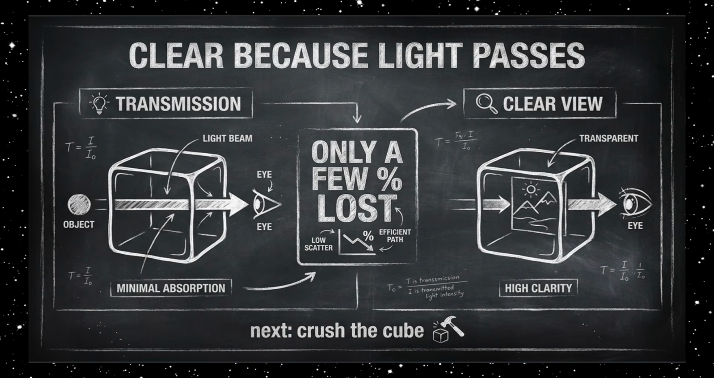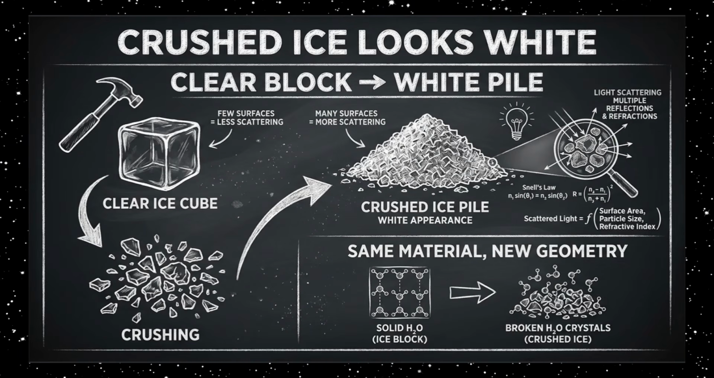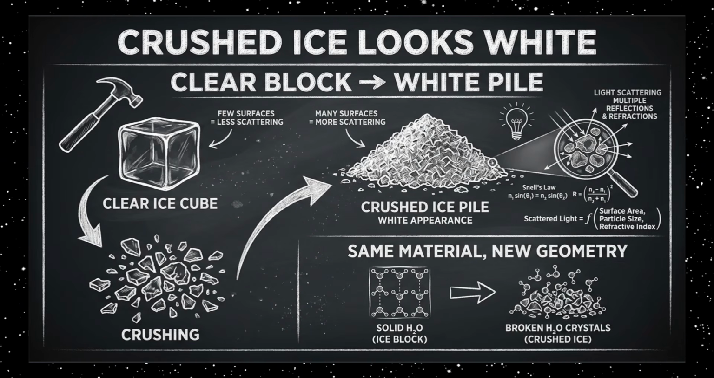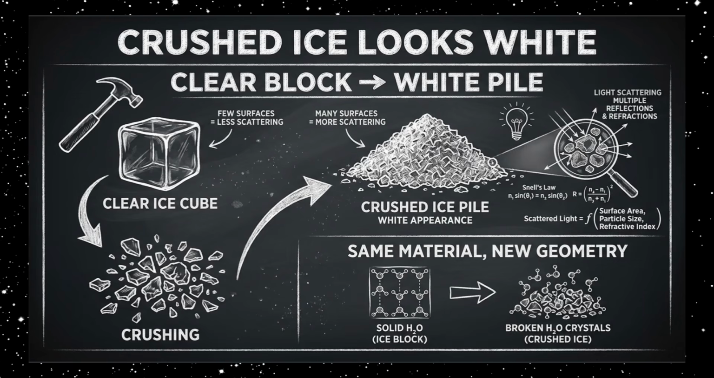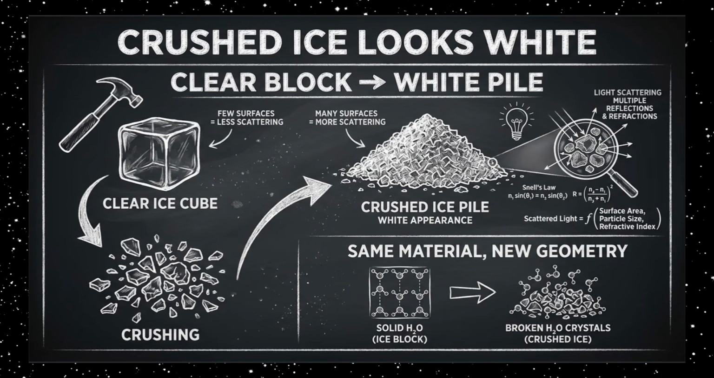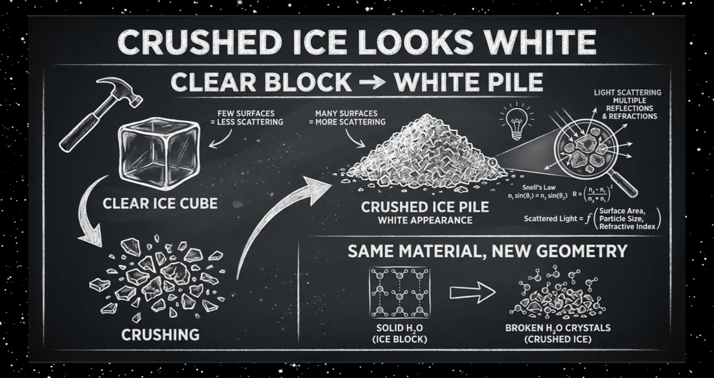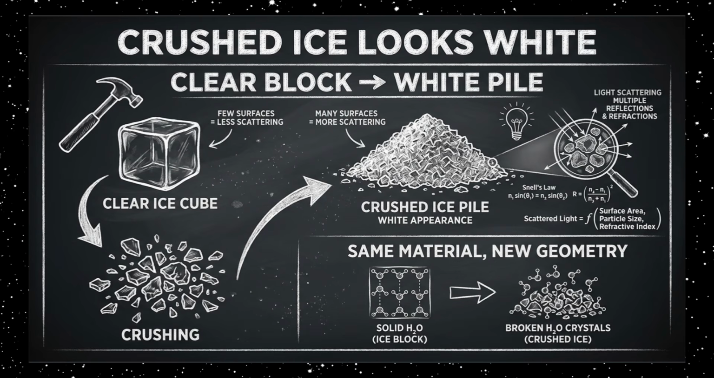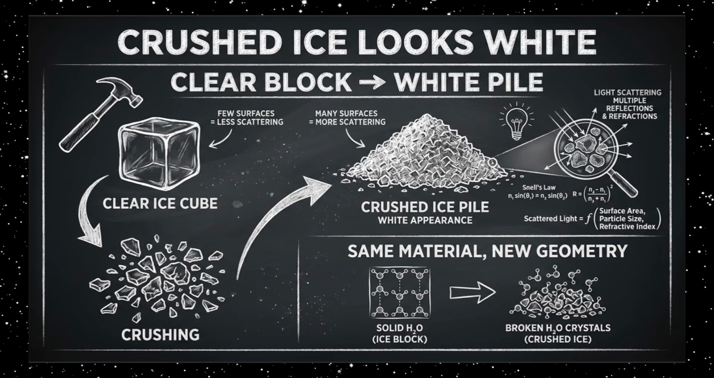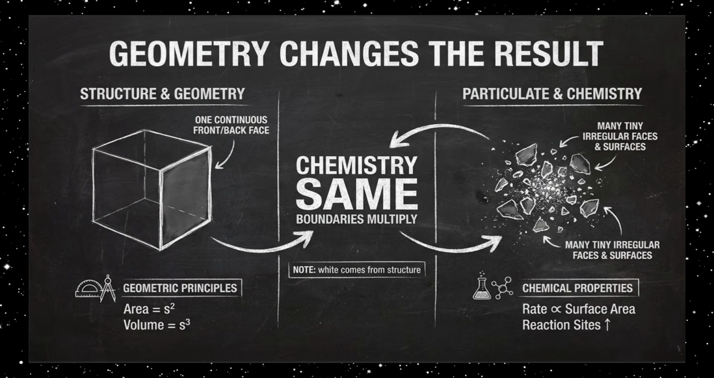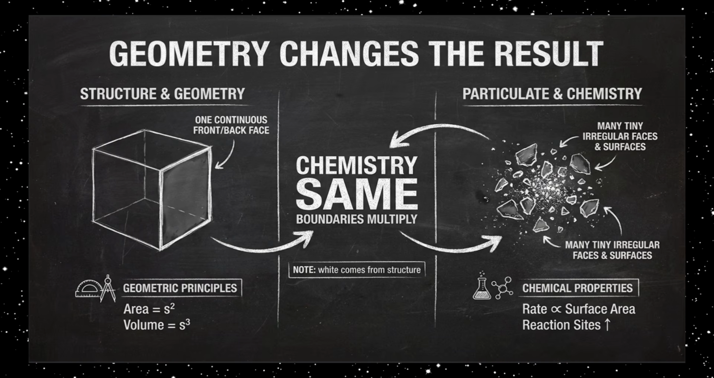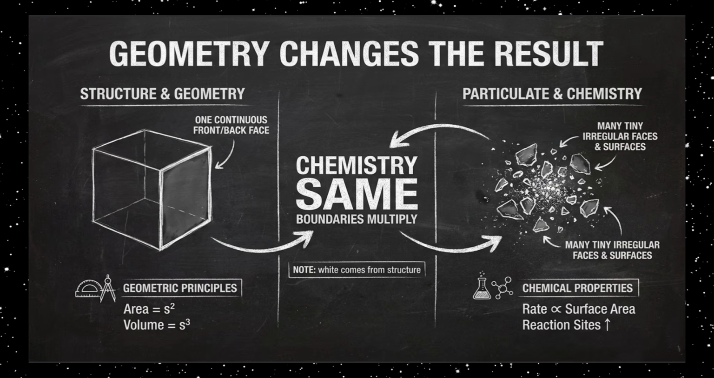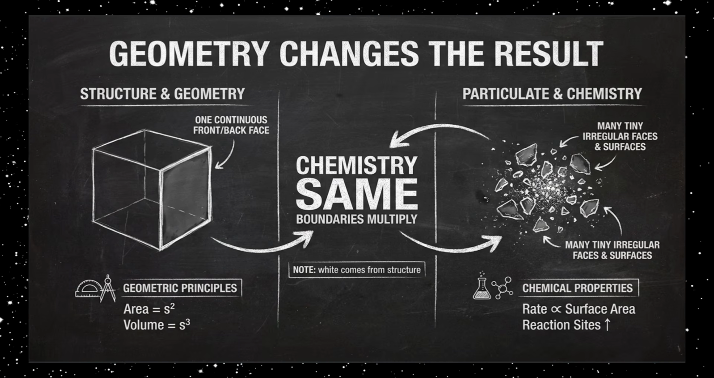Now take that same ice cube, set it on a table, and smack it with a hammer. Crush it. Smash it into a pile of tiny shards. Tiny grains. Now look at the pile of shards. What do you see? You see white. A heap of crushed ice is white, or near enough to white that you would say it is white. We have just turned a transparent block into a white powder, and we did nothing to the chemistry. We only changed the geometry.